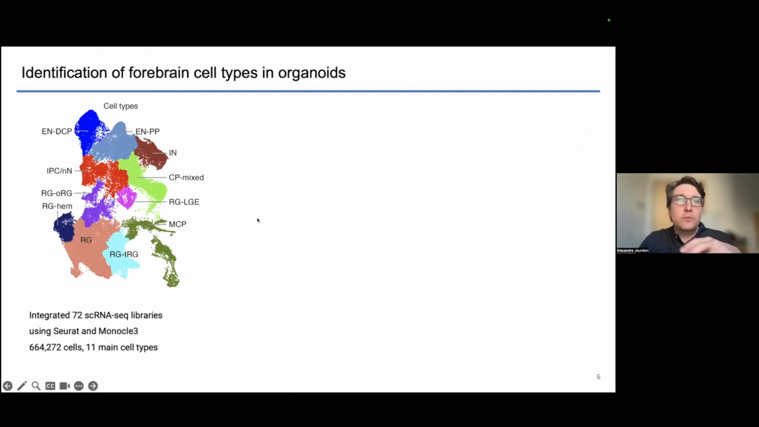So what did we get? When we characterized those cell types at the beginning, we integrated everything into a single reference that you see here in the UMAP. And we collected more than 600,000 cells using roughly 72 different libraries.